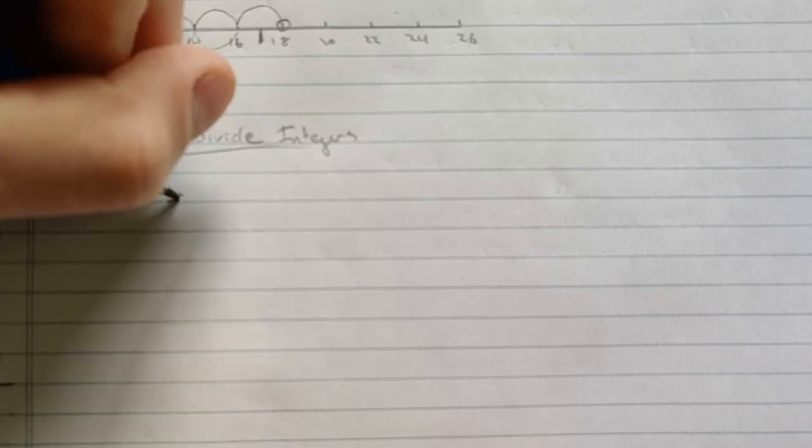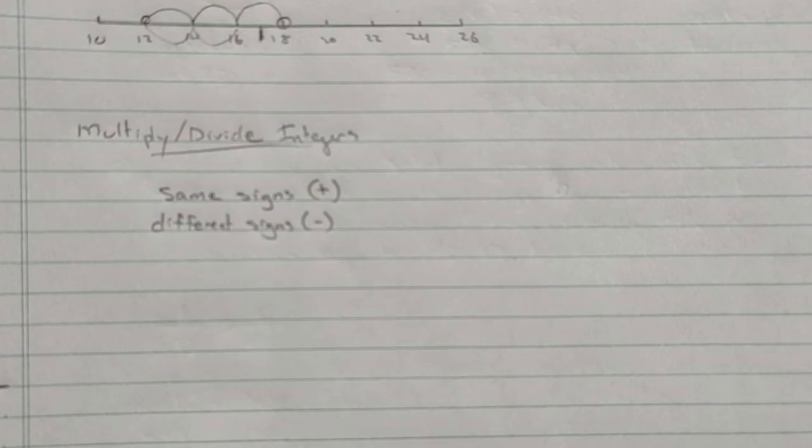multiplying and dividing integers. Same signs, positive. Different signs are negative. And that's it. That's all you need to remember with multiplication and division: when the signs are the same, it's positive, and when the signs are different, it's negative. And then the rest of it is just a standard multiplication or division type of question. So if we look at just a couple questions there from the book.